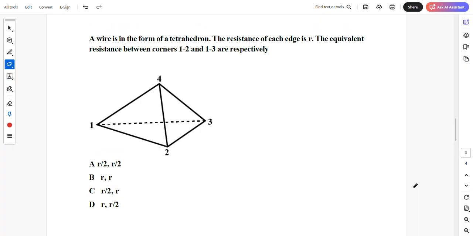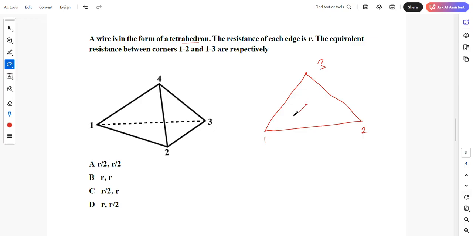Next problem. A wire is in the form of a tetrahedron. The resistance of each edge is R. The equivalent resistance between corners 1, 2 and 1, 3 are respectively. Where is 1, 2? I can write like this, 1 and 2. Where is 3? 3 is somewhere here. I can write like this.